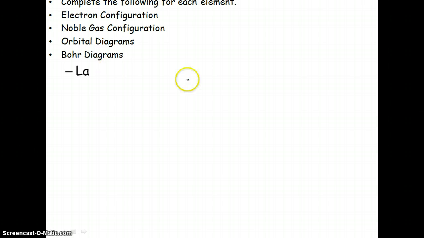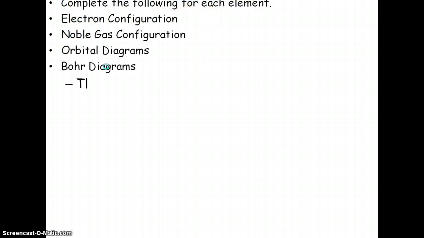All right, lanthanum, same thing. Lanthanum would have ended up with either 4f1 or 5d1. So this was the one you could have chosen. Whichever one you chose, you would cross out for the electron and the noble gas. Whichever one you chose for the orbital diagram, that complete orbital gets crossed out. And for the Bohr diagram, you just take one off the outside ring.